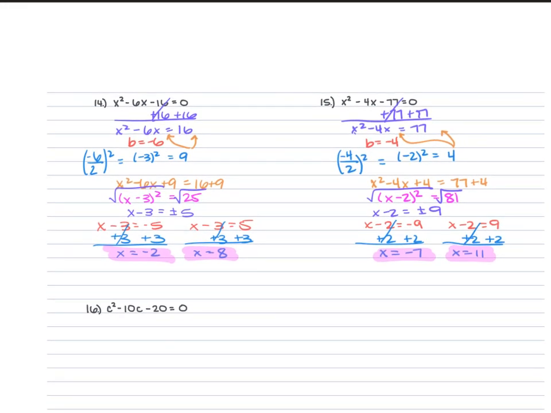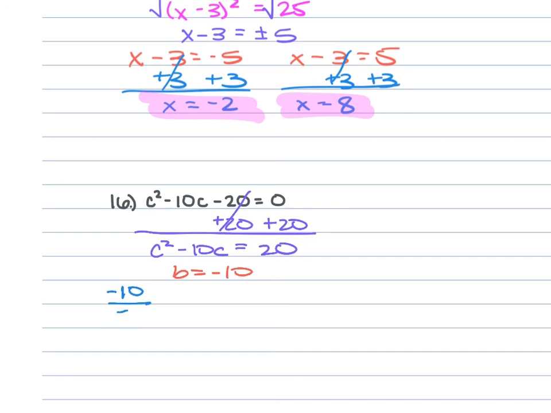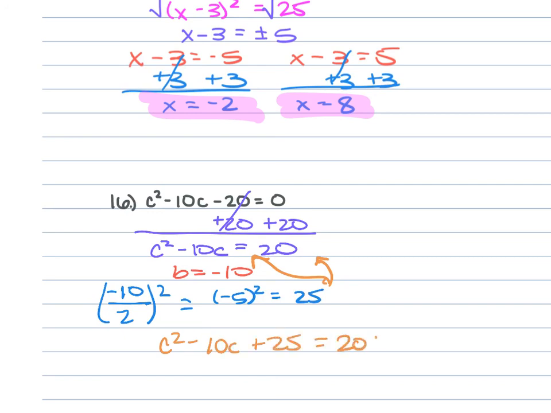For 16, we have c squared minus 10c minus 20 is equal to 0. So we're going to move the 20 over. We're going to add it to both sides. We have c squared minus 10c is equal to 20. We are going to take b, which is negative 10, divide it by 2, and square it. So that gives us negative 5 squared, which is 25. We add this to both sides of our equation to get c squared minus 10c plus 25 is equal to 20 plus 25.